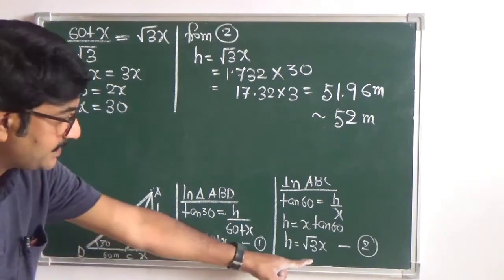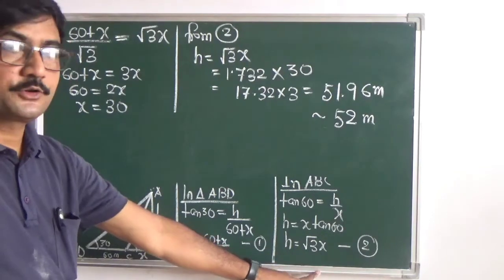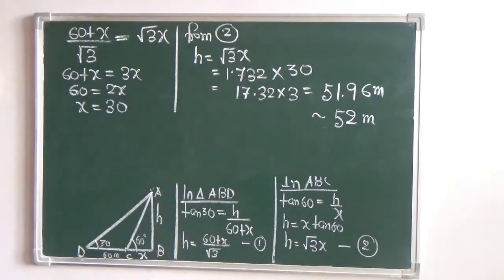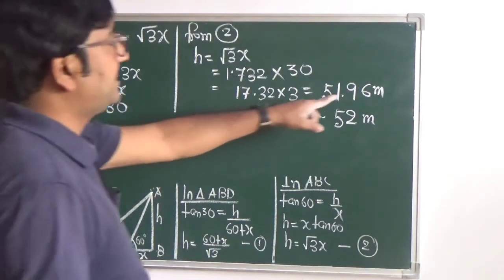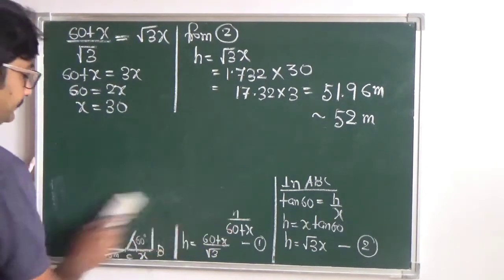So we got two relations, and equating these two because both are h, from there we get the value of x. Finally, putting the value of x in equation number 2, we have the value of h, which comes to approximately 51.96, and to the nearest meter it is 52 meters. So this is question number 1. Now moving on to question number 2.